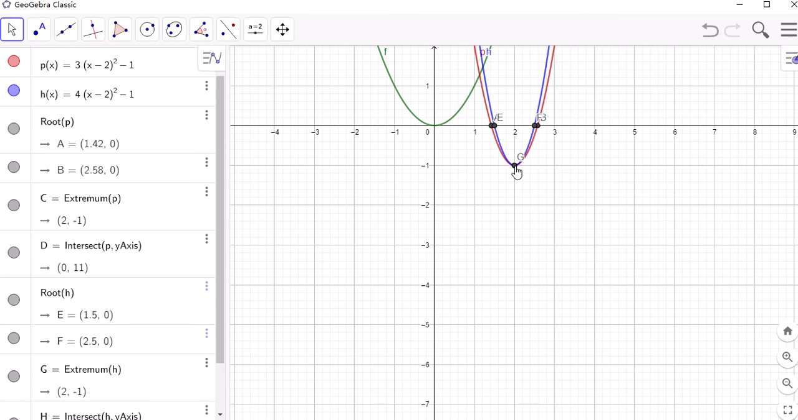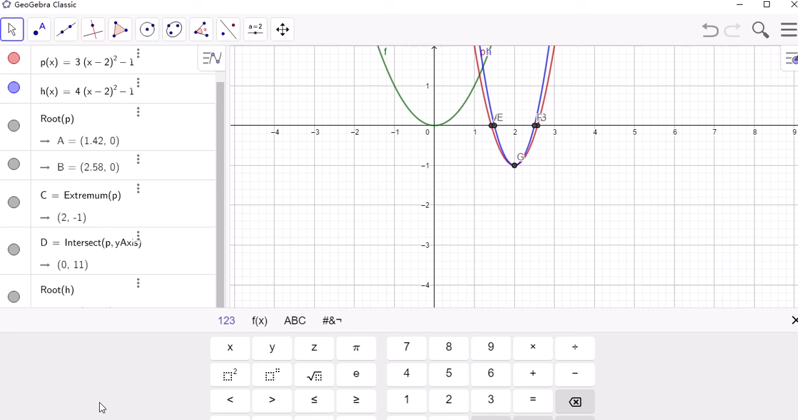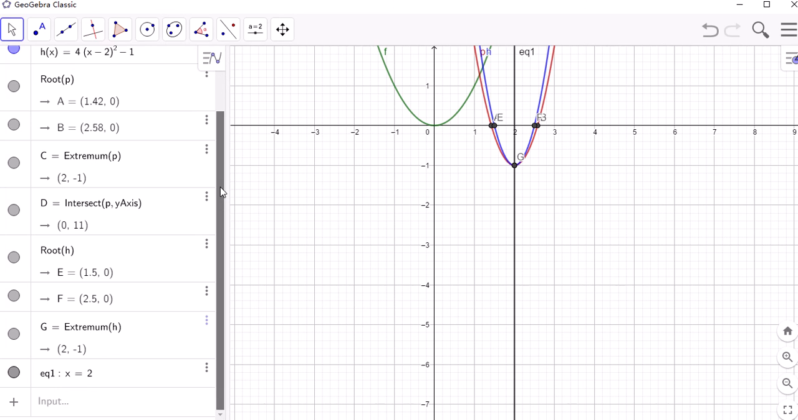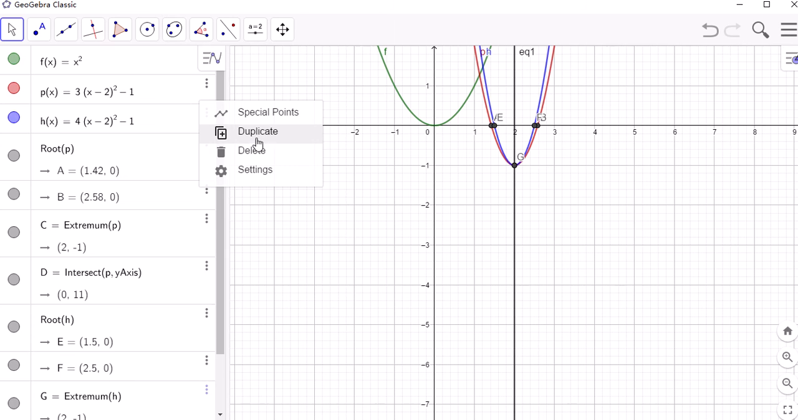We can see they have the same vertex, point G, 2, -1. That means they have the same axis of symmetry. The axis of symmetry is x equals 2. This line is the same. Okay, and then we change to the second form, the factored form, and delete.